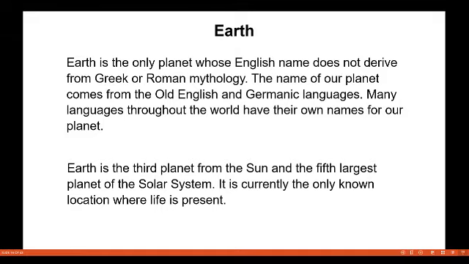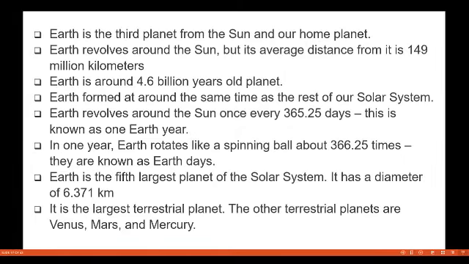Earth is the third planet from the Sun and the fifth largest planet in the solar system. It is currently the only known planet where life is present. Earth revolves around the Sun, but its average distance from the Sun is about 149 million kilometers. Earth is about a 4,600 billion years old planet. Earth formed at around the same time as the rest of the solar system was taking shape.